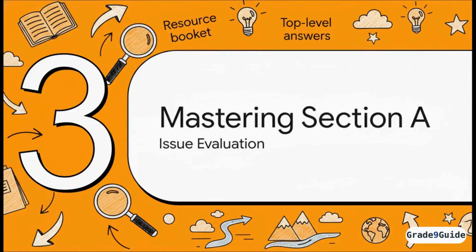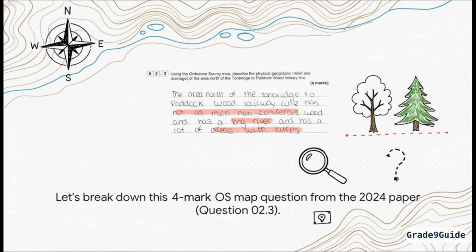Right, let's zoom in on Section A, issue evaluation. The whole game here is learning how to use that resource booklet to craft amazing answers, not just copying bits out of it. Okay, let's get our hands dirty. Here's a real question from the 2024 paper. It's an OS map question asking you to describe the physical geography of an area. It's a classic 4 marker and it's levels marked. So let's break down exactly how to get all 4 of those marks.